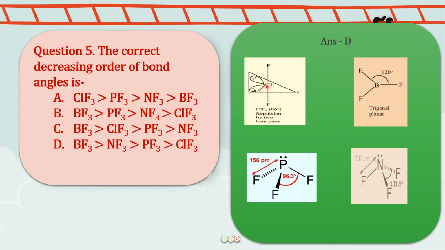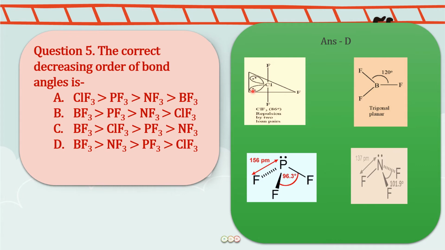The other option we can have is that in ClF3, this angle can be 180 degrees, and FClF should be approximately 90 degrees, because this is an axial bond and this is an equatorial bond, so this should be approximately 90 degrees had this not been a lone pair. So there are going to be two possibilities over here. If we take this to be 180 degrees, then it should be first ClF3 and then BF3, but we do not have any such choice over here.